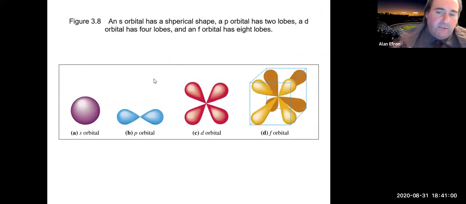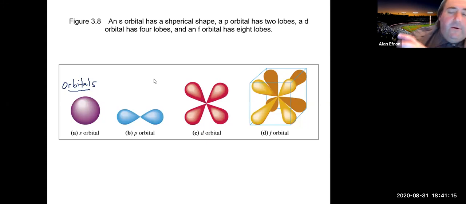And where we actually do find electrons in an atom are what are referred to as orbitals. And that's what these are. So these are orbitals. And what are orbitals? Orbitals are really theoretical areas in an atom as to where we would expect to find an electron.